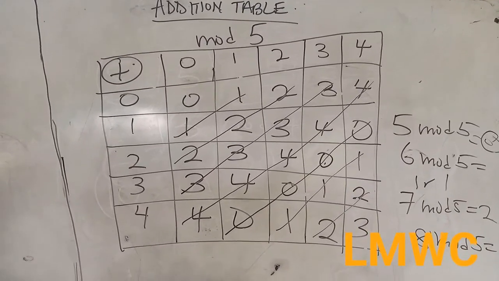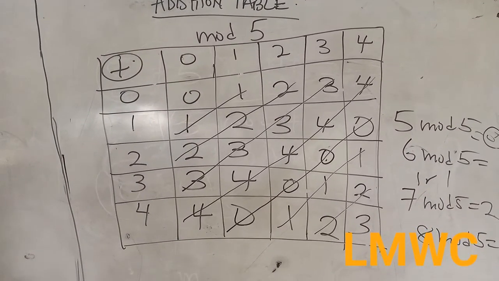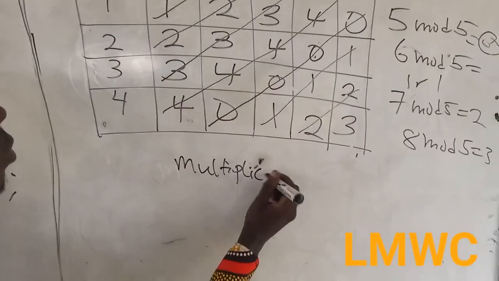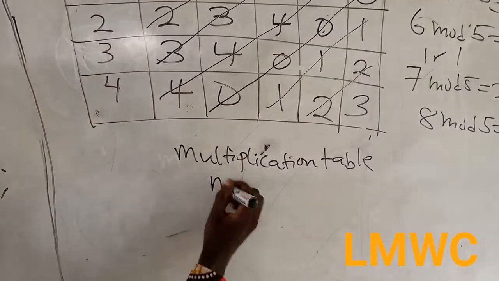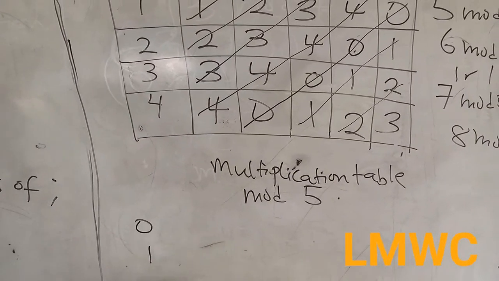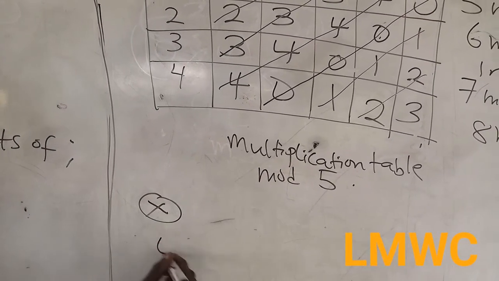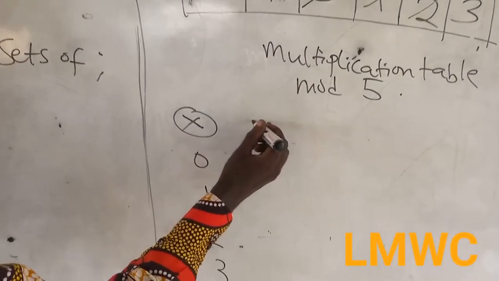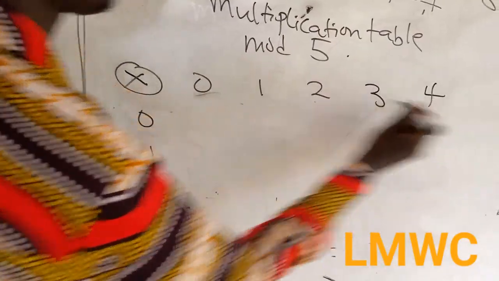So I have finished constructing my addition table. Let's move on to my multiplication table. Multiplication table, mode 5. It becomes the multiplication sign, then 0, 1, 2, 3, 4 horizontally and 0, 1, 2, 3, 4 vertically.